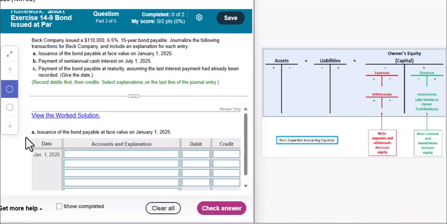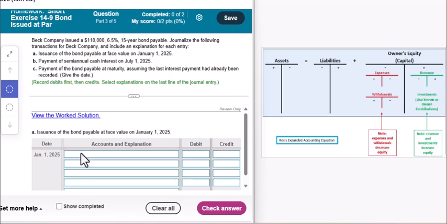So here, for the first part, we have A. Issuance of the bond payable at face value on January 1st, 2025. So on January 1st, 2025, we issued the bond at par value, so that's the $110,000 bond. And since we issue them at par, that means we received the full $110,000.